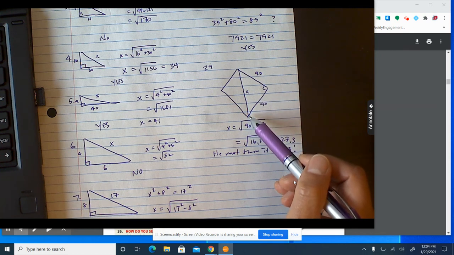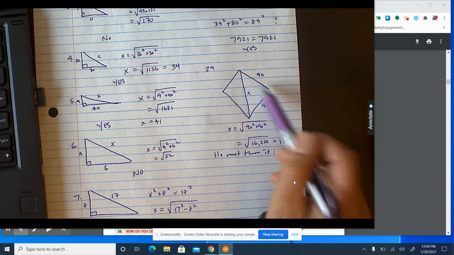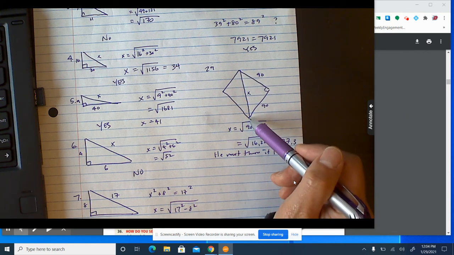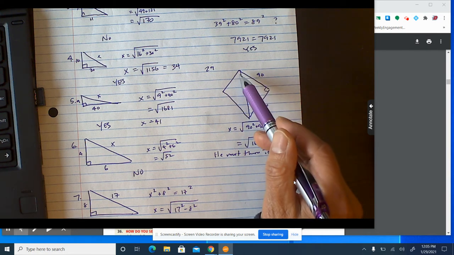home plate to first base. Then from first base to second base is 90 feet. Okay, and how far would the catcher have to throw the ball from home plate to second base, right? Because the runner is stealing from first to second.